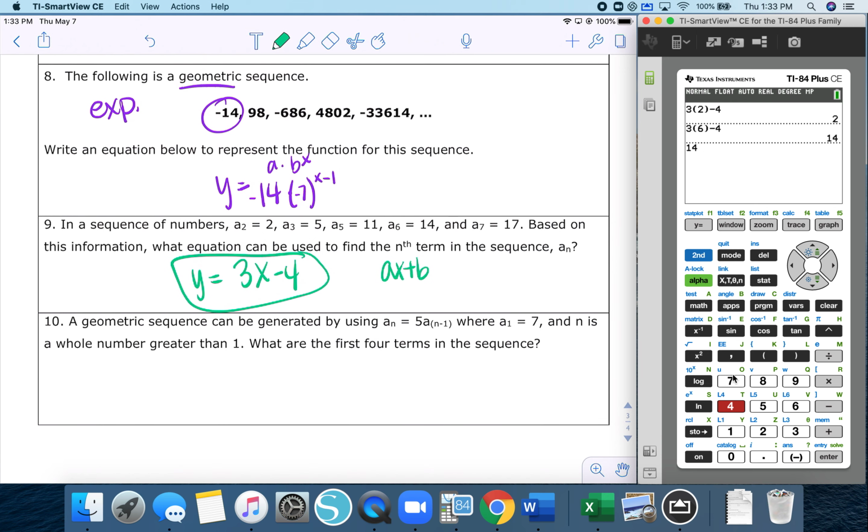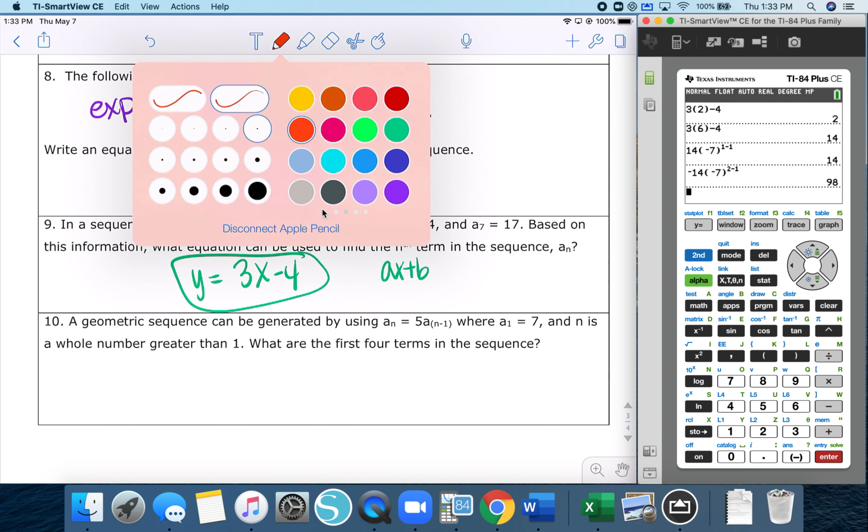If I did 14 times -7 raised to the 1 minus 1, I get that first number, and I forgot my negative in there. But if I try it again for that second spot, and let me go throw that negative in there, then I would get the second number. So don't be afraid to work backwards either.